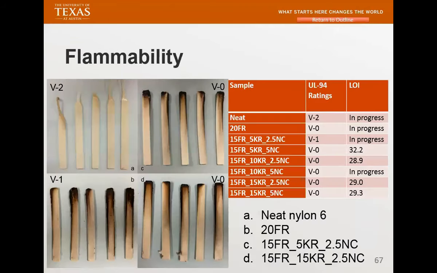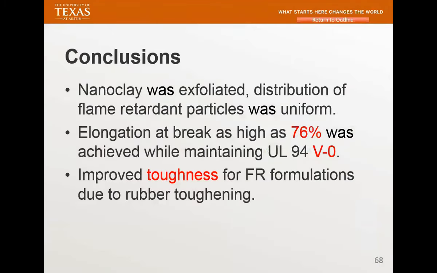Okay, and here's V2. This dripping, V0 is like that. So we were able to see all these formulations, the majority V0. Okay, so it occurred to us that now we could get UL94 V0 very fast. But is this the best formulation? No. We need to go back and look at it, especially elongation at break. So we were tuning that, and we were able to come up with a formulation of 76%.